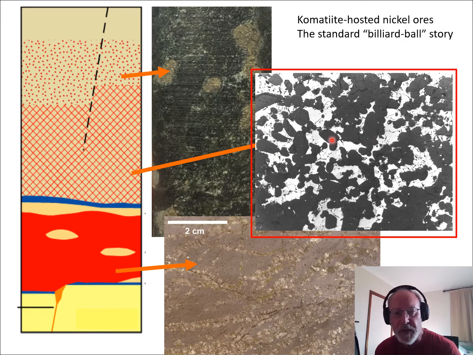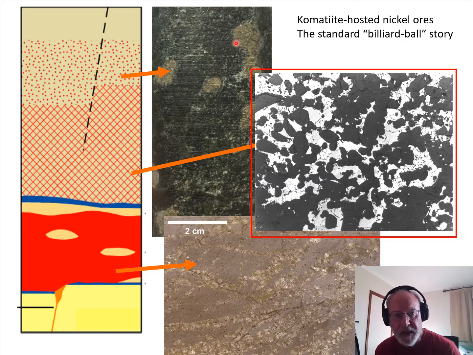And net textured ore basically consists of olivine crystals. These are the black things here. They're altered now, but they were originally olivine crystals, and they're all forming this nice touching 3-dimensional framework, completely surrounded and completely enclosed in sulfide. So there's no residue of the silicate melt at all in this rock. All we've got is sulfide and olivine. Now, if we go up above that, we get into the disseminated zone. And here, this is where we get little droplets of disseminated sulfide.